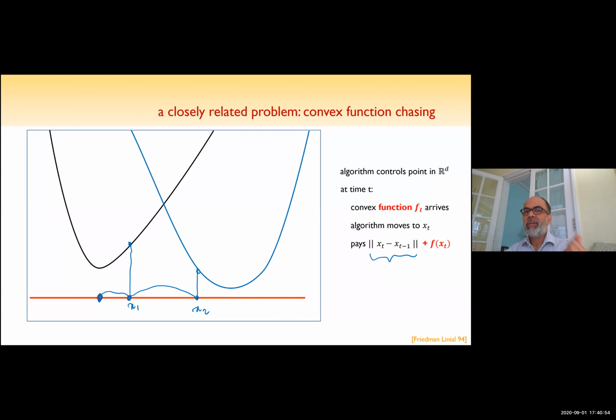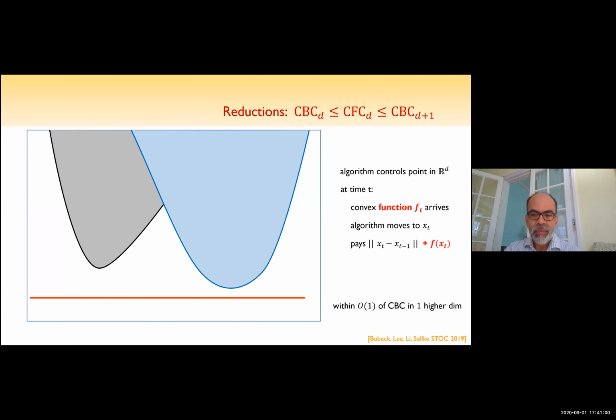So this was also proposed by the same original paper. And it turns out, and I'll maybe mention this very quickly, that you can reduce the problems to each other. And maybe I'll mention this at the end, but let me just tell you how to reduce the problems to each other. If anything else, you'll get this proof right off the bat. So what I'll do is I'll reduce function chasing to body chasing in one higher dimension.